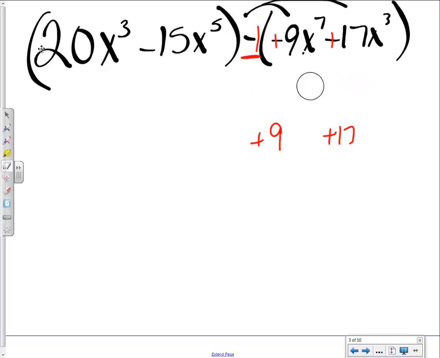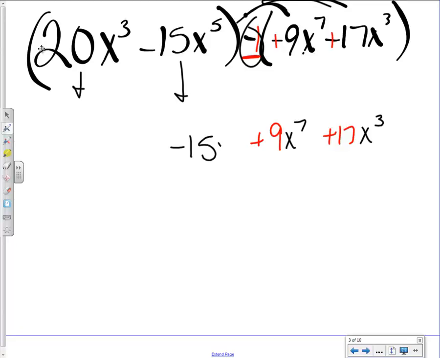So I'm going to bring this down and rewrite this, and bring down the other things that I haven't used yet. This only applies to what follows it, so it's not going to change anything in front of it. Okay, so here's my problem. This is a 17 here.